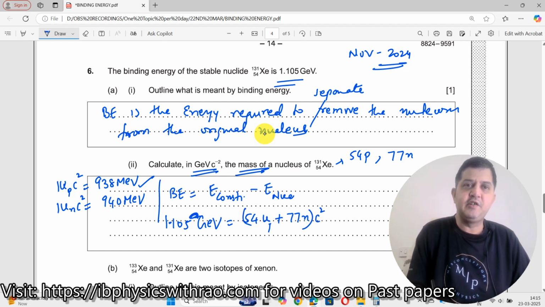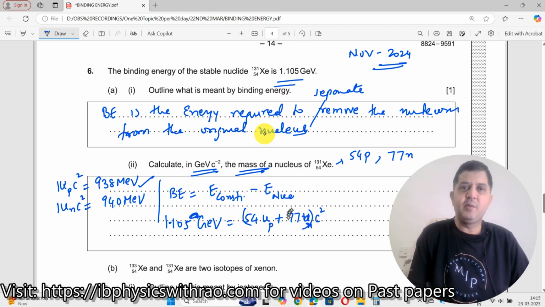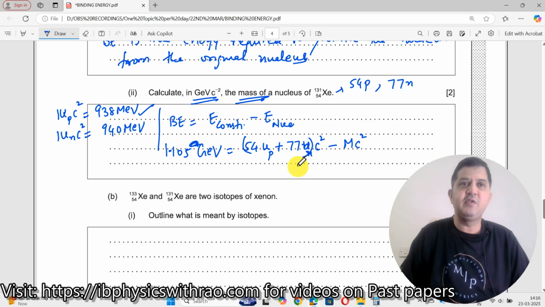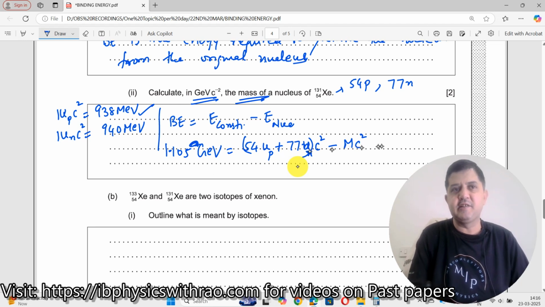I'll write this as u_p and this as u_n. So that is the number of protons multiplied by the mass of one proton, plus the number of neutrons multiplied by the mass of one neutron. This is your energy of the constituents, minus the energy of the nucleus as a whole, which has a mass M and is multiplied by c square. Now what is being asked here? Read the question again. It's in terms of giga electron volt per c square. So c square is common, and I'll keep it out, downwards.